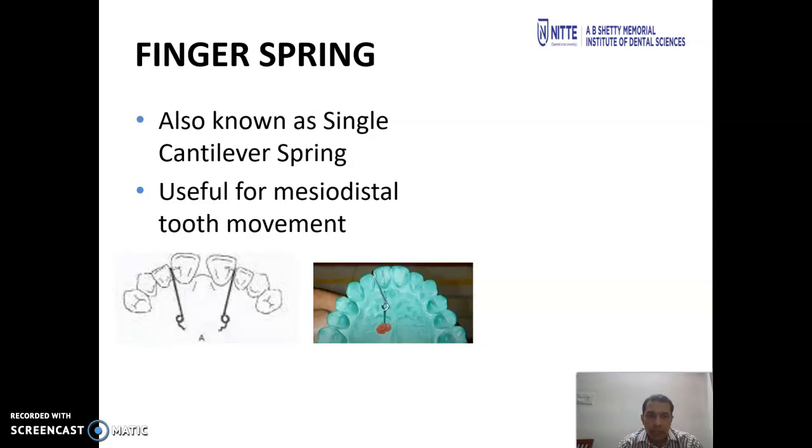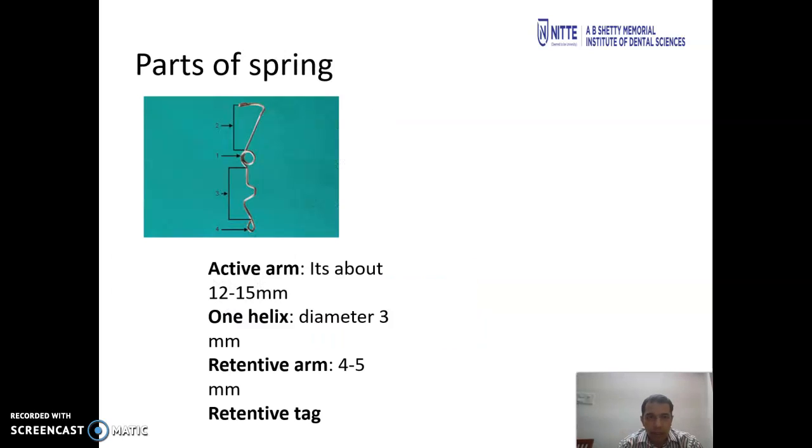This spring is useful for mesiodistal tooth movement. Now we come to the parts of the spring. We notice that it has an active arm, a helix, a retentive arm and a retentive tag. The helix should always be facing opposite to the direction of tooth movement.